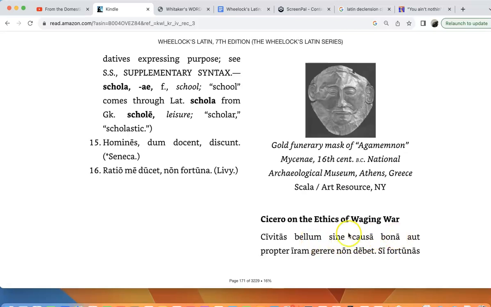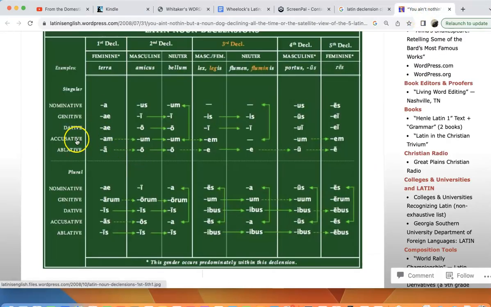So sine causa bona. Again, sine is always followed by the ablative. So first declension, ablative singular is a. Aut means or, propter means on account of, followed by the accusative. Iram, we've had before, it's where we get words like irate. So in this case, on account of anger. This can also be translated as because of anger, but Latin uses the accusative here. That's why we have am, because first declension, accusative singular is am.